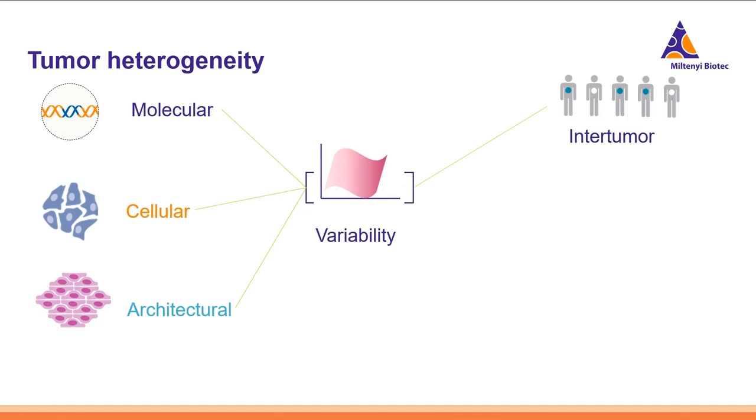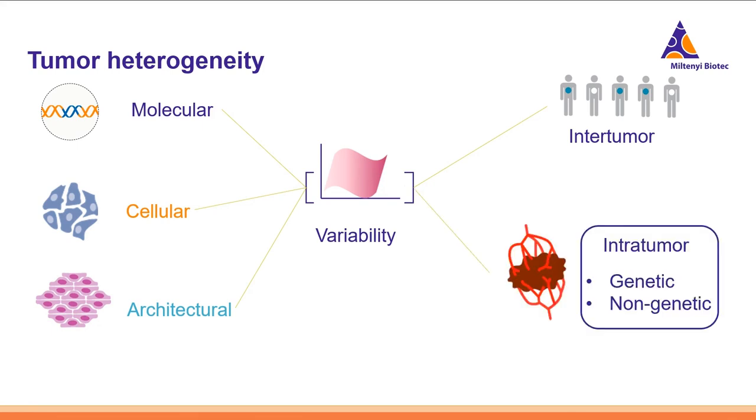It's very important to note that this heterogeneity happens at the intertumor level, meaning that different patients with the same diagnosis can have very different looking diseases. But this also happens at the intratumor level, and this really creates the complexity of the tumor microenvironment. In fact, this heterogeneity is real at the genetic and non-genetic level as well, even within the same primary tumor site.